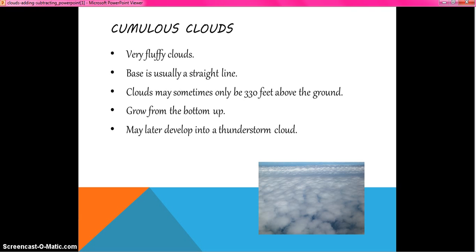Next, we're going to look at cumulus clouds. These clouds are categorized as clouds that develop vertically. The base is usually a straight line that can sit as low as 330 feet above the ground. That's lower than one of the roller coasters at Cedar Point. These clouds grow upward and may later develop into a thunderstorm cloud.